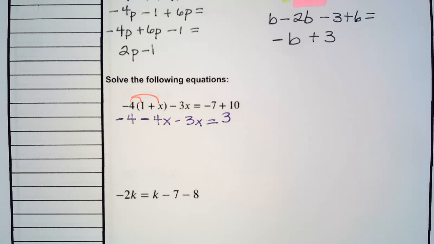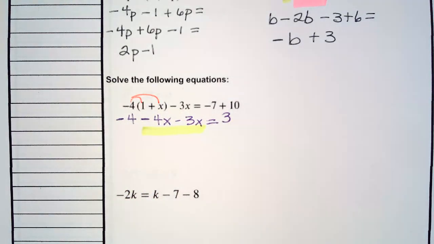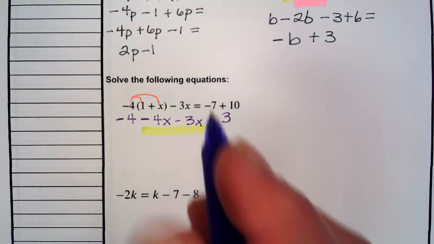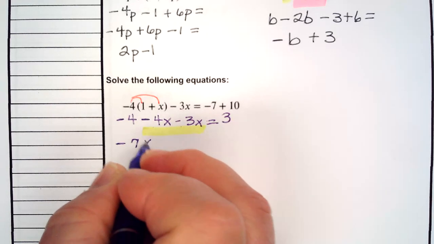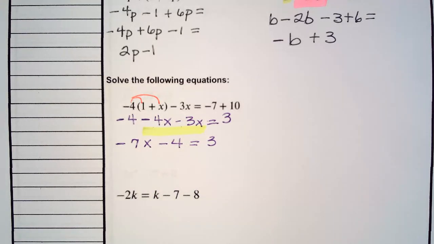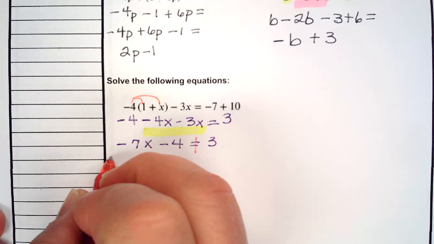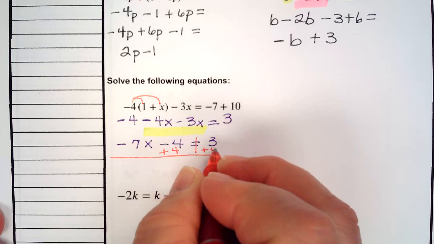Now, I need to combine my like terms. My like terms are -4x minus 3x. -4 plus -3 is -7. So it's -7x minus 4 is equal to 3. I've simplified both sides of my equality. I can now finish. As I'm looking, I need to get the 4 moved to the other side, so I will add 4 to both sides.